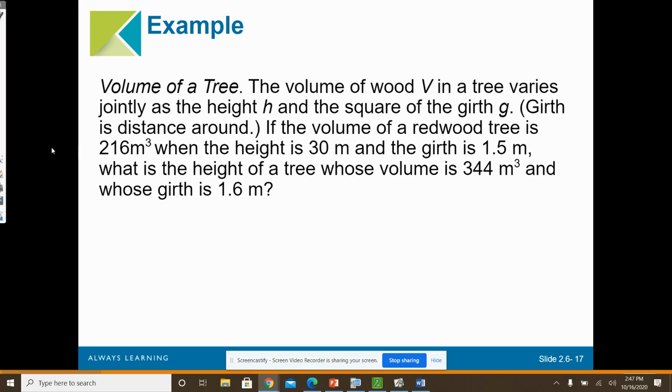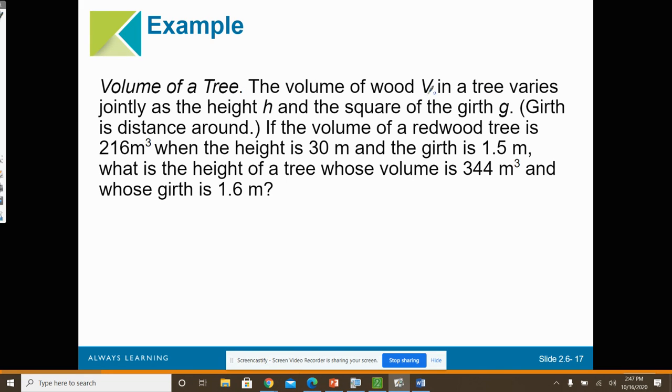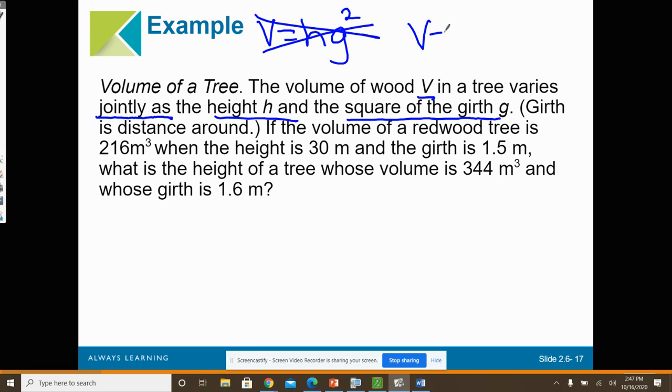Okay, I think this might be the last one. The volume of wood, which they're calling V, in a tree varies jointly, which means multiply, as the height and the square of the girth. So the equation will be, jointly means multiply, V equals height and square of G, which would be G squared. And what did I forget? That is bad, Mrs. Bruno. Just forgot the k. Have to have that, k H G squared.